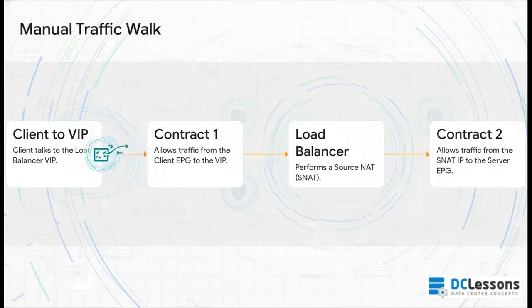Let's really trace that flow step by step. First, the client kicks things off, tries to connect to the VIP. Contract 1 checks its policy and gives it the green light, says, yep, you're good, and the traffic flows. Then the load balancer does its job and bam, it changes the source IP. But now, from the ACI fabric's perspective, this is brand new traffic from a source it's never seen before. So it hits our second policy checkpoint where contract 2 has to be there, waiting to explicitly permit traffic from that new SNAT address to the final server.